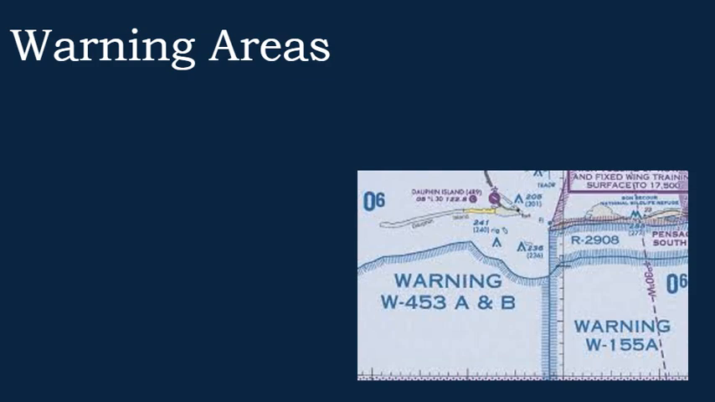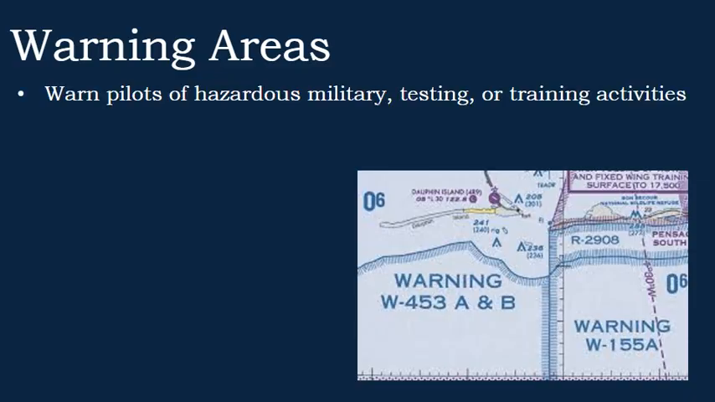Warning areas extend from 3 nautical miles outward from the U.S. coast, often over both domestic and international waters. They warn pilots of hazardous military, testing, or training activities. These are identified by a blue hash border and have the word warning and a W with a 3-digit number.